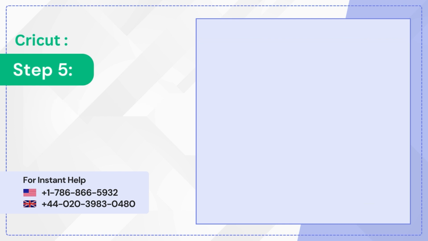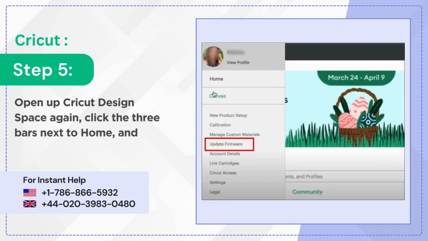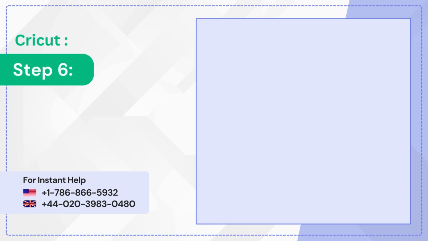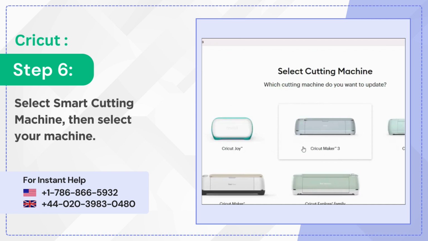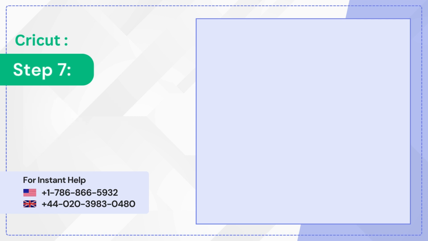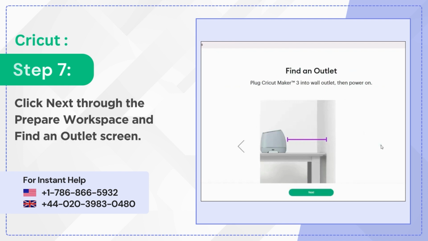Step 5. Open up Cricut Design Space again, click the 3 bars next to Home and select Update Firmware. Step 6. Select Smart Cutting Machine, then select your machine. Step 7. Click Next through the Prepare workspace and find an outlet screen.